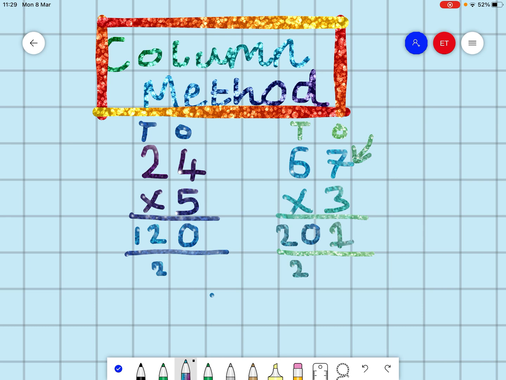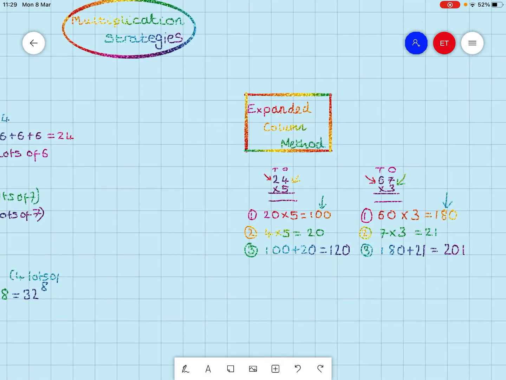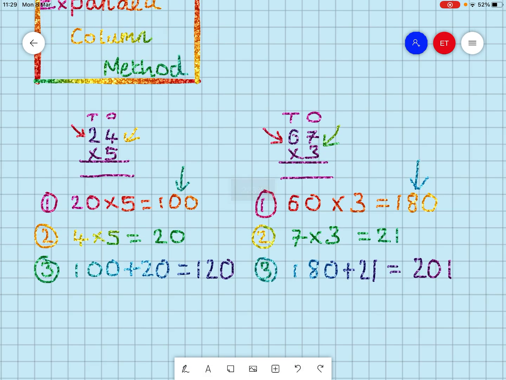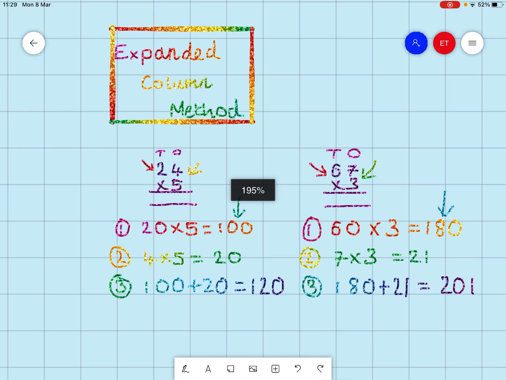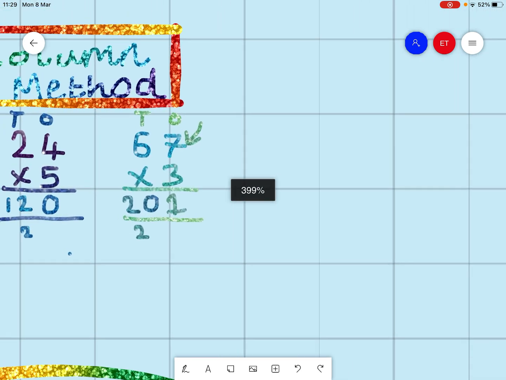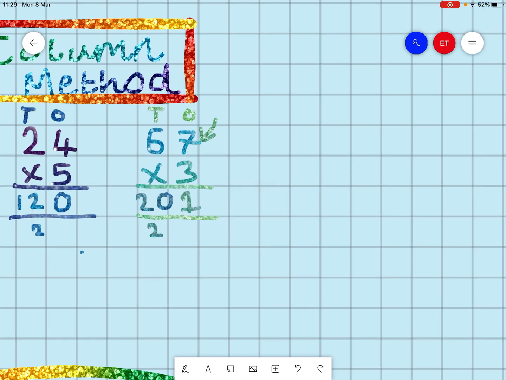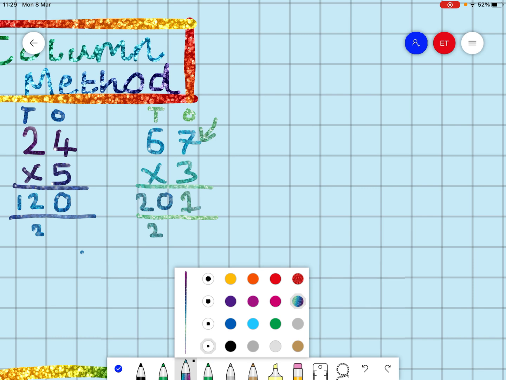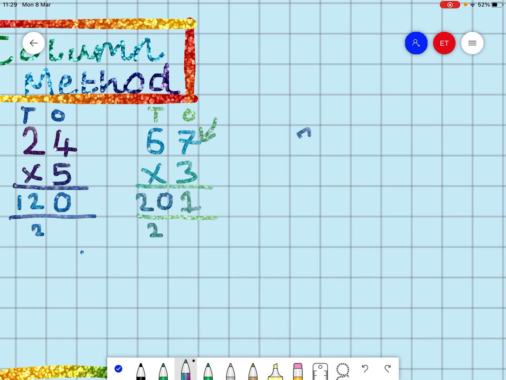Okay, so again, we did that over here, but we wrote it out in 3 separate steps so that we knew exactly what we were doing. So let me show you another one with a 3-digit number, because that's what I've put as a spicy challenge. So if I had, let's do 273 times 3, okay?